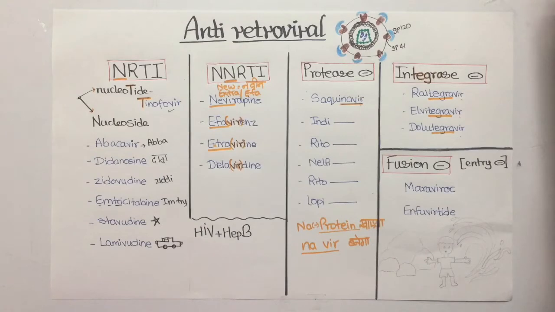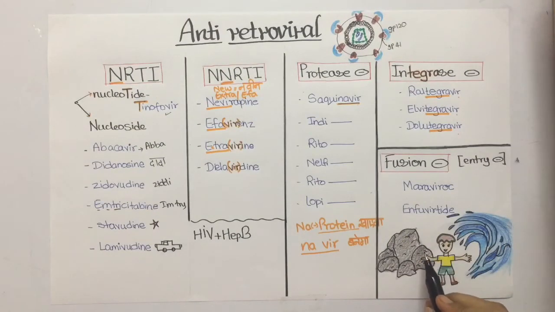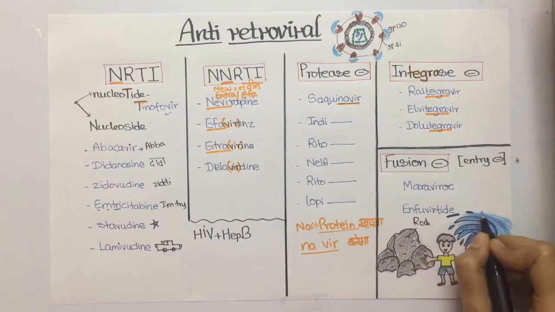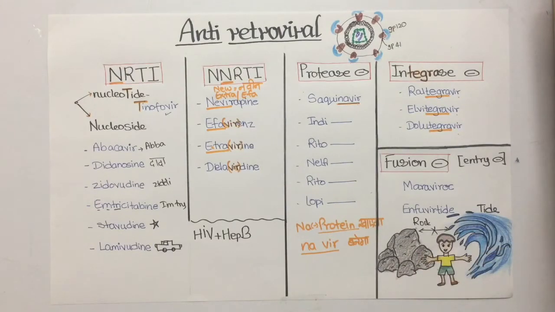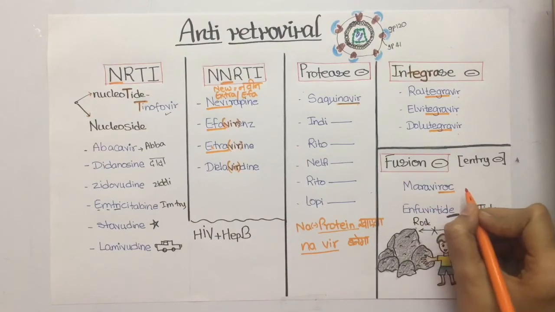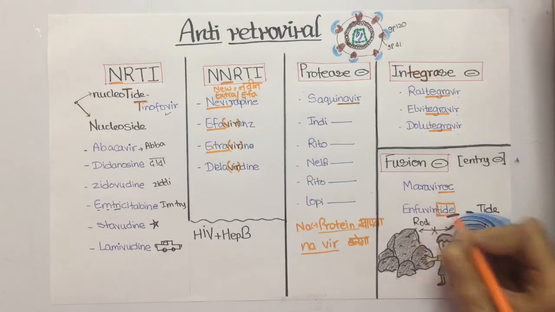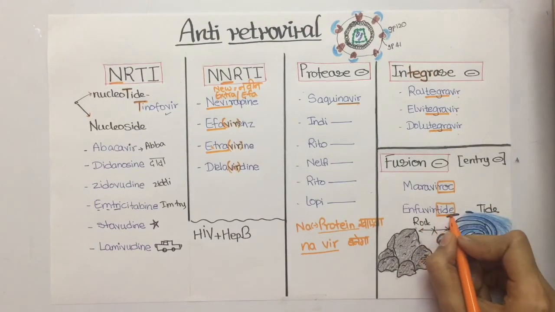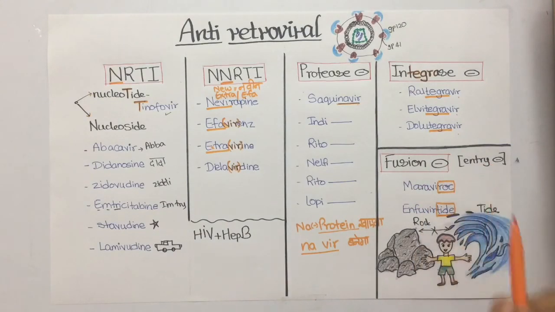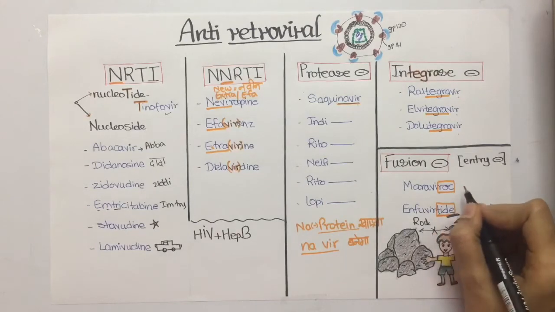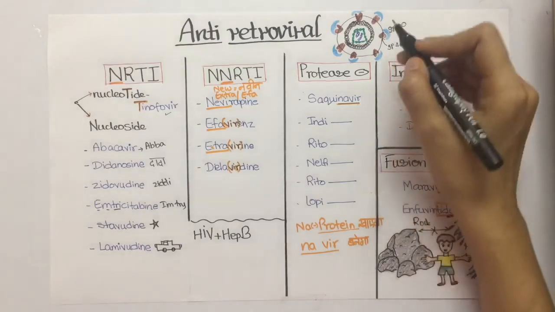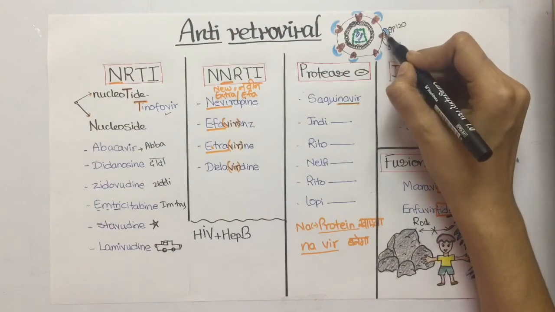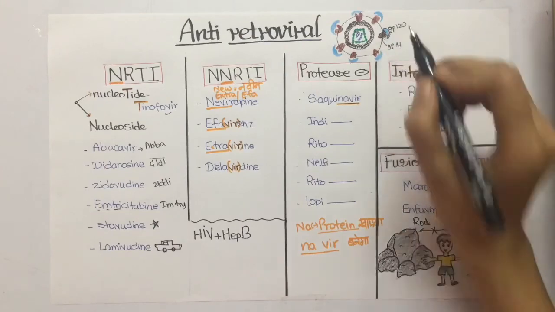Now let's come to the last class of the drugs, that is the fusion inhibitors or the entry inhibitors. So here this boy is trying to inhibit the fusion of this rock and this tide. Okay, so the boy is not allowing the rock and the tide to fuse. So the drugs maraviroc, rock sounds like rock, and enfuvirtide has tide in its name. So rock and tide, they are the fusion inhibitors or entry inhibitors. Now maraviroc is a CCR5 inhibitor, and enfuvirtide is a GP41 inhibitor, which is present on the virus. So this outer blue color is GP120 and the inner brown one is GP41.